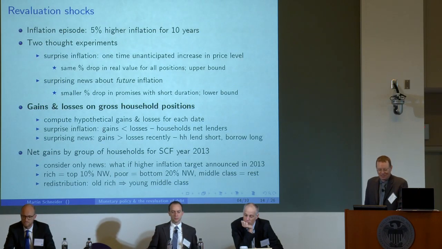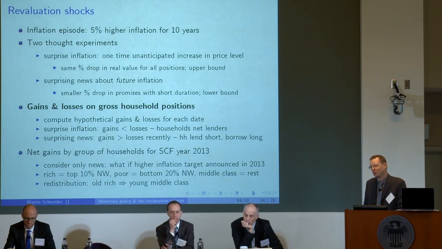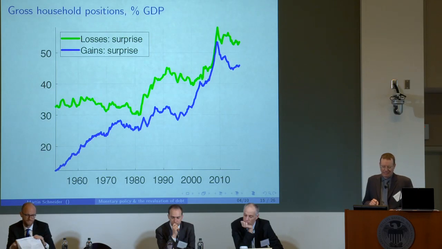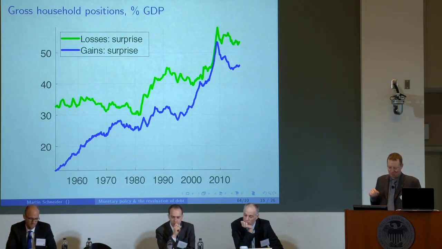Okay, so now let's ask, what are the gains and losses on these gross household positions when this inflation episode hits? I'm going to compute hypothetical gains and losses for each of the dates for which I computed positions before. The first is the surprise scenario, surprise experiment. In terms of the pattern, it looks just the same as the position itself, because it's just the position multiplied by 40%, the losses that are applied to each promise. Okay. And basically, the losses are always larger than the gains because the household sector is a net lender.